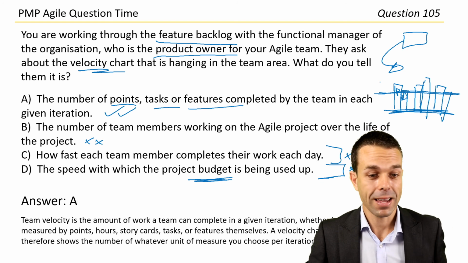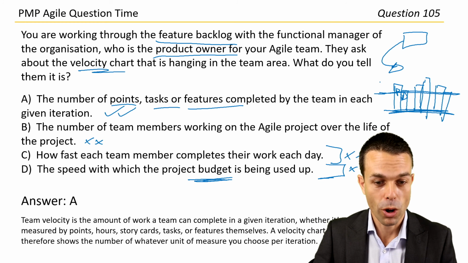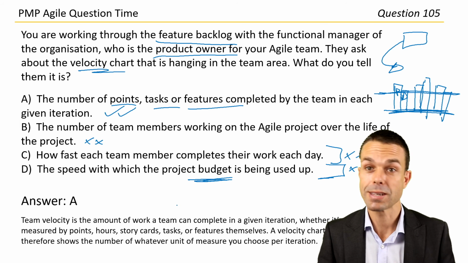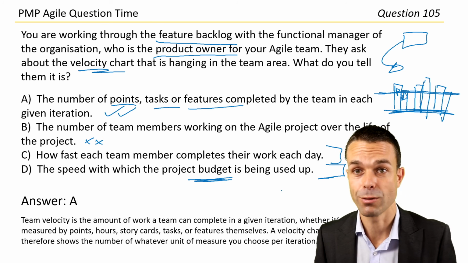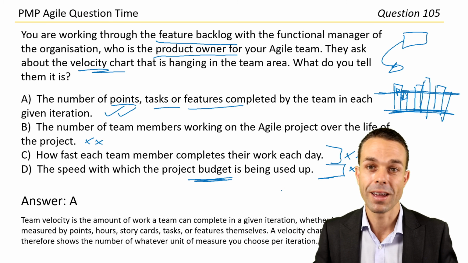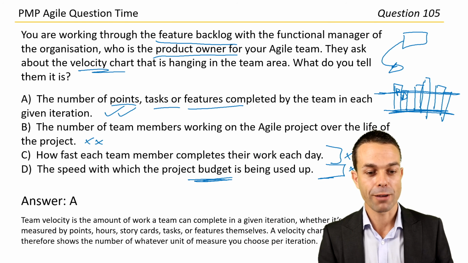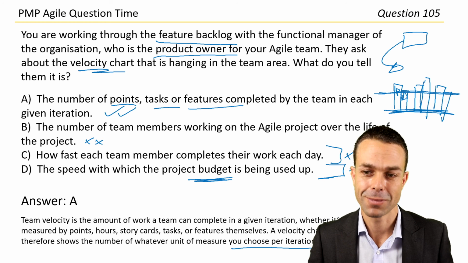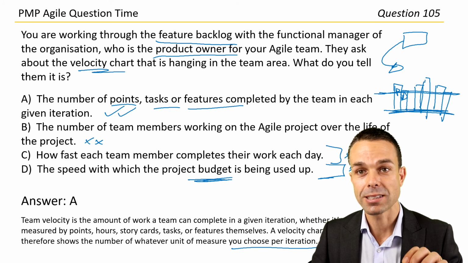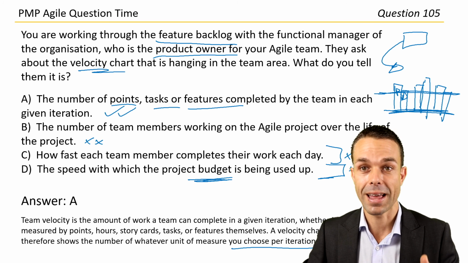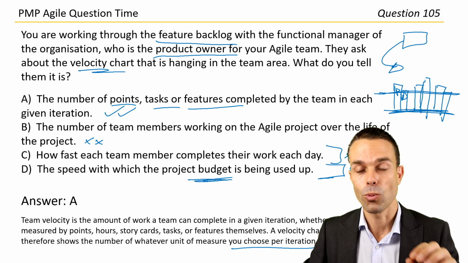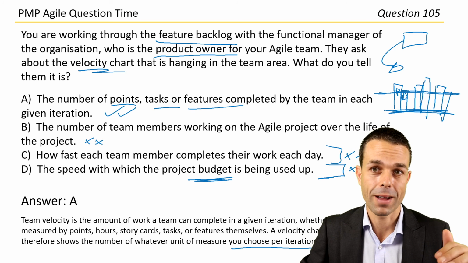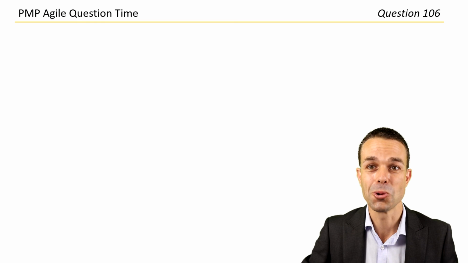All right, answer A. The team velocity is the amount of work a team can complete in a given iteration, whether it's measured by points, hours, story cards, tasks, or the features themselves, or anything else you agree upon as a team. The velocity chart therefore shows the number of whatever unit of measure you choose per iteration. Very powerful stuff and really essential for our iteration planning. For planning the next iteration, we know how much we can complete. Let's not overburden our team and let's put it around that average. Well done, guys. Last 2 questions.